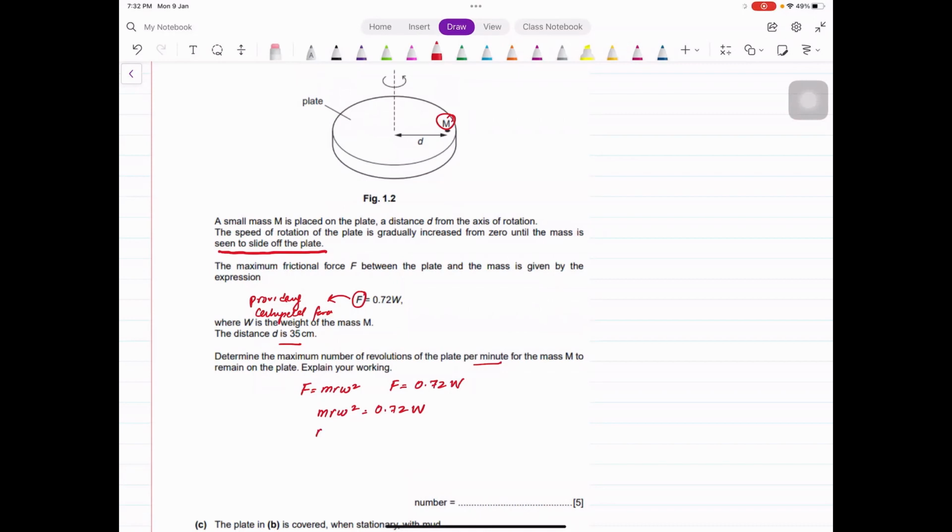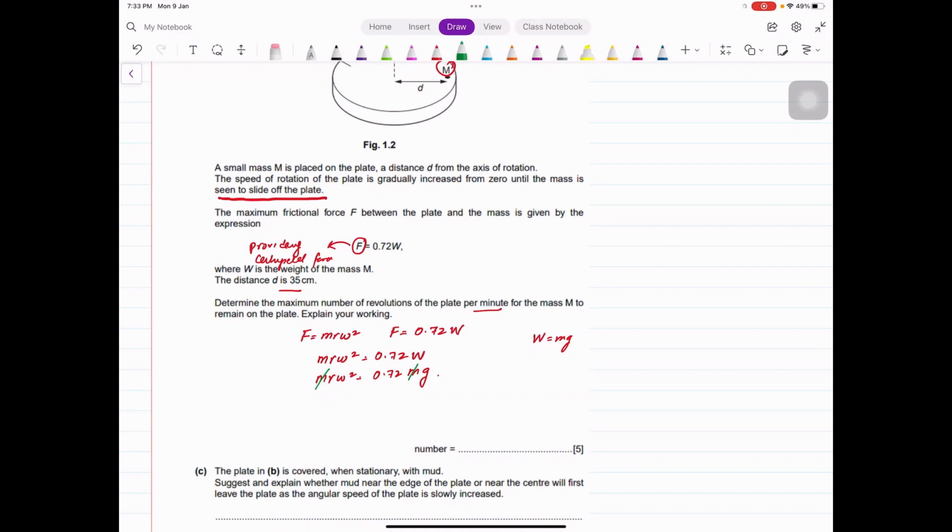What we can do is, because W is equal to mg, we can just write mg here. Once you do that, you see m and m cancel out, and now we have r omega squared equals 0.2 g. So r is given, that is 35 centimeters, change into meters, which is 0.35, and omega is what we've got to find, and then 0.2, and g is 9.81, as we all know.